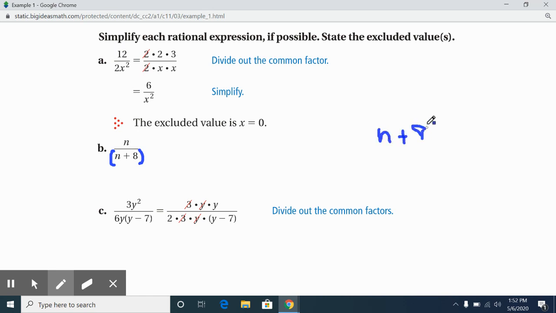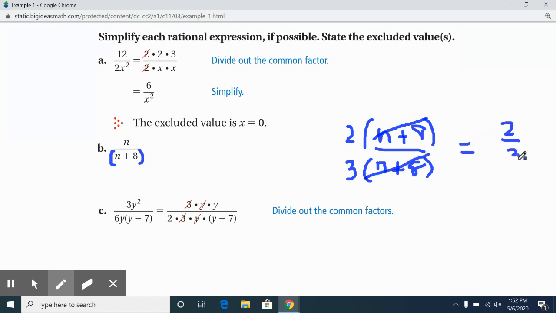If it said, I'm going to make up my own example here. If it said n plus 8 on the top and n plus 8 on the bottom, right? And let's say there was like a 2 here and there was a 3 here on the bottom. All right, what we could do now, because we have the exact same expression in parentheses, is cancel these to simplify and be left with 2/3 as our answer. Okay, since we don't have an n plus 8 on the top and we don't have an n that's on the outside of the parentheses in the bottom, this expression is already simplified for b. Okay, there's nothing we can do with it.